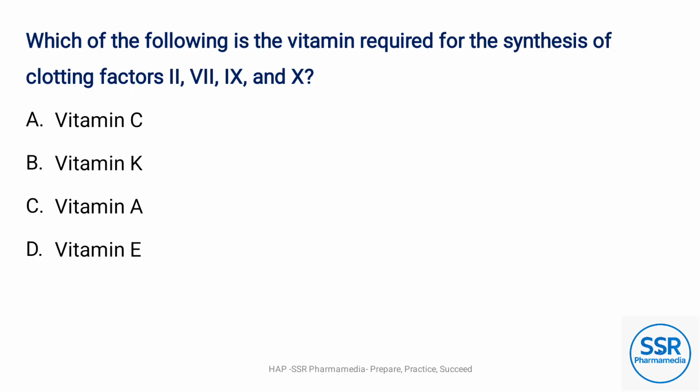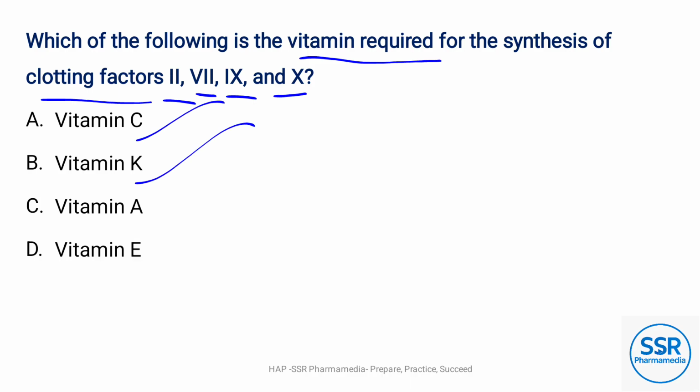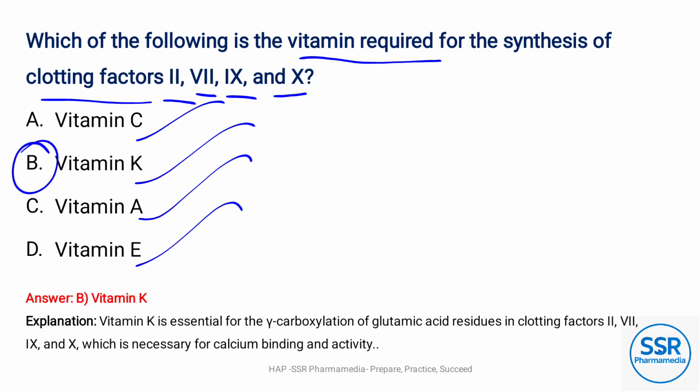We'll move next. Which of the following is the vitamin required for the synthesis of clotting factors 2, 7, 9 and 10? Option A, vitamin C. Option B, vitamin K. Option C, vitamin A. Option D, vitamin E. The answer is option B. Vitamin K is essential for gamma carboxylation of glutamic acid residues in clotting factors 2, 7, 9 and 10, which is necessary for calcium binding and activity.